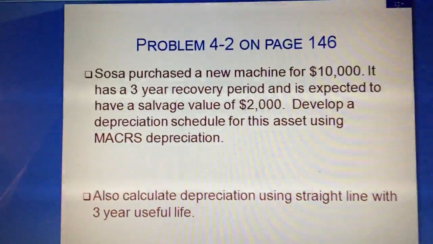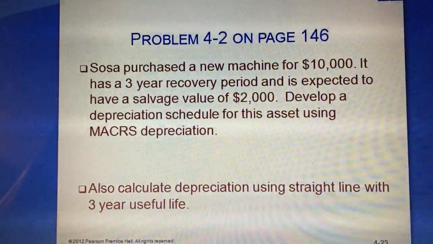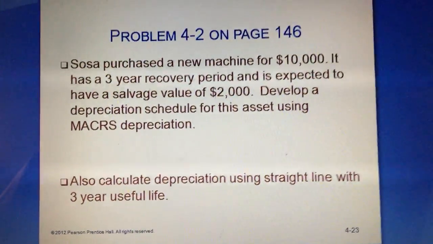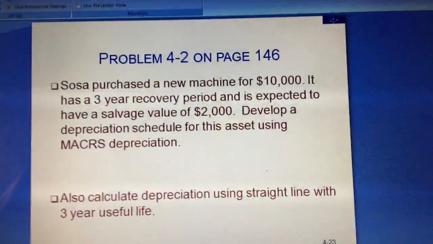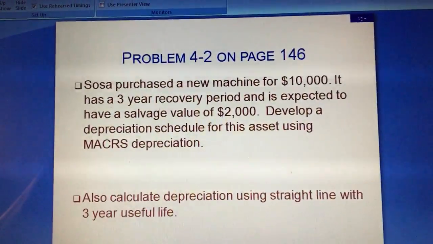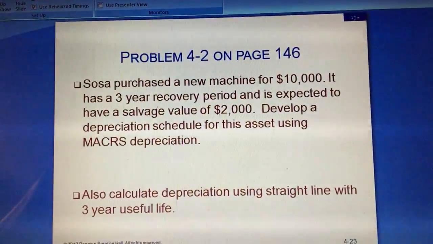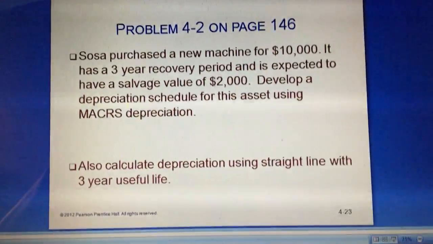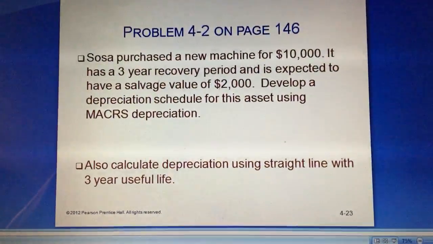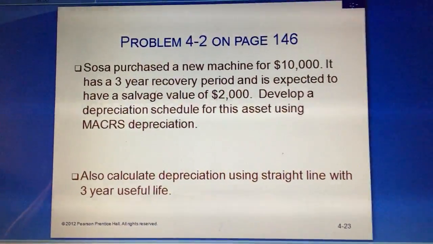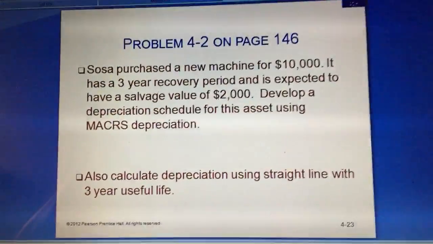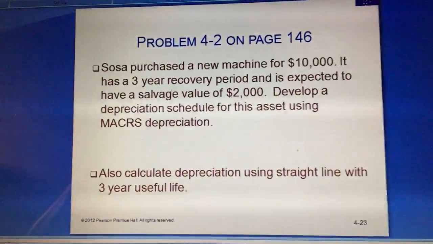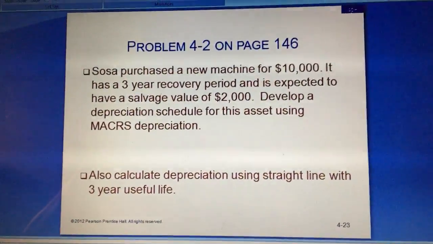Now, your homework is this problem. It's also the last one on your sheet. I want you to do both the MACRS, and then I also want you to calculate straight line considering a 3-year useful life. Have that ready for Friday with your test. Turn it in when you turn your test in for a homework grade.